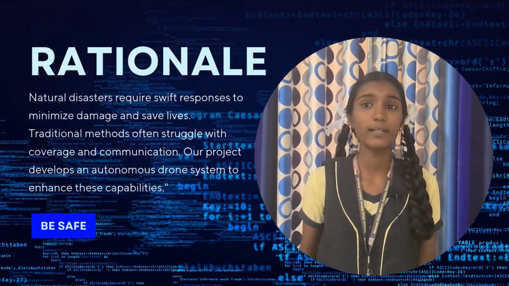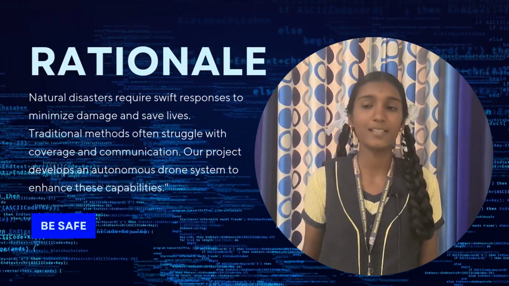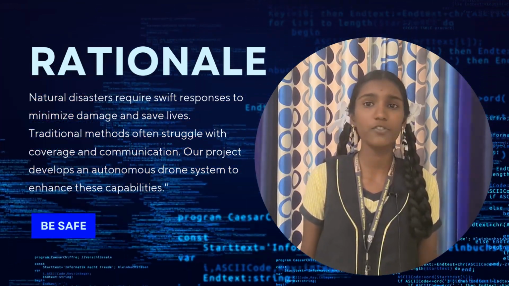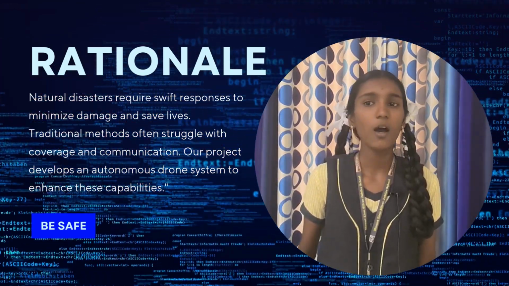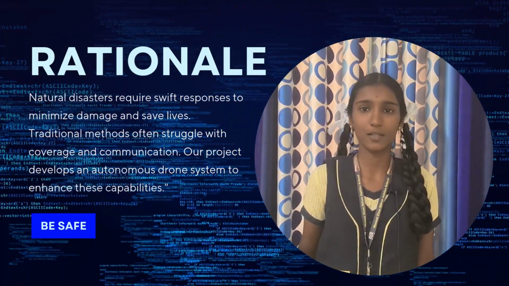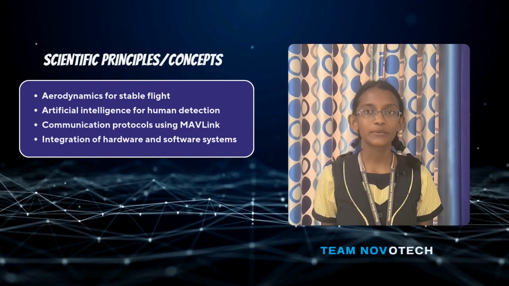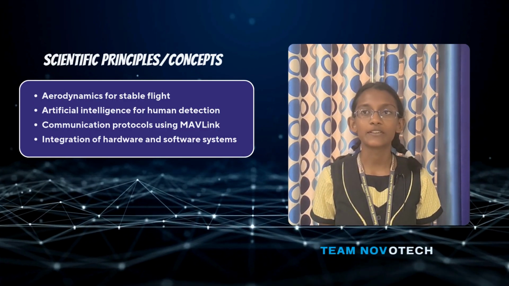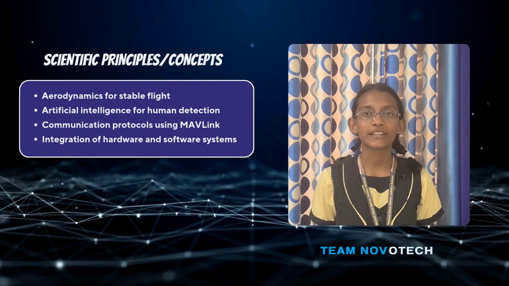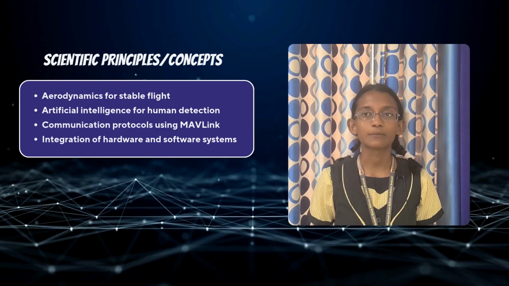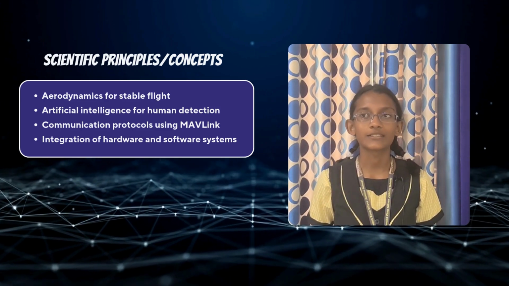Natural disasters require swift responses to minimize damage and save lives. Traditional methods often struggle with coverage and communication. Our project develops an autonomous drone system to enhance these capabilities. We explore key principles such as aerodynamics for stable flight, artificial intelligence for human detection, communication protocols using MAVLink, and the integration of hardware and software systems.